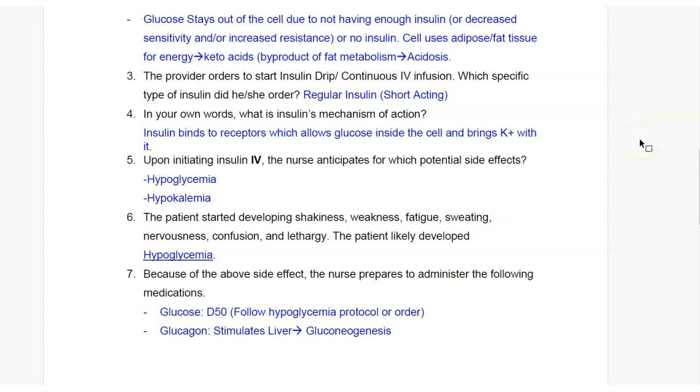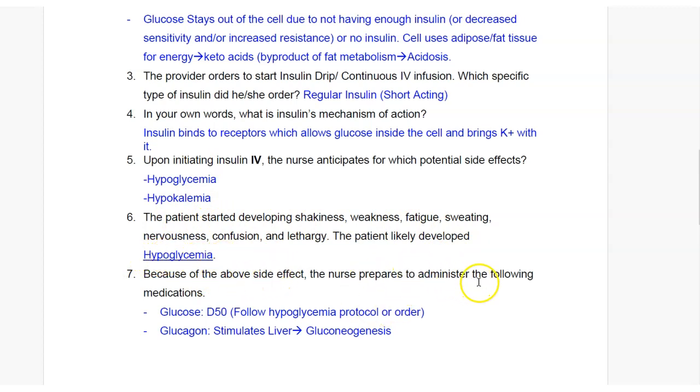The patient likely developed what? Based on all this, my suspicion would be hypoglycemia, right? So you have to know the signs and symptoms of hypoglycemia. And basically, hypoglycemia is blood sugar levels that are less than 70. Next question. Because of the above side effects, hypoglycemia and hypokalemia, in this specific case, based on our assessment, it seems like the patient developed hypoglycemia.